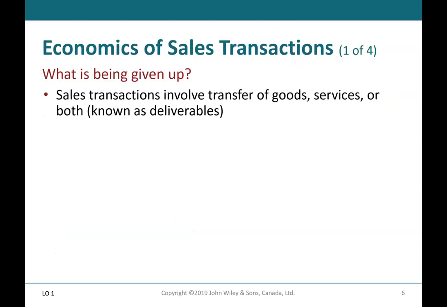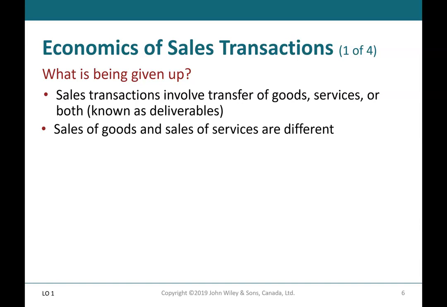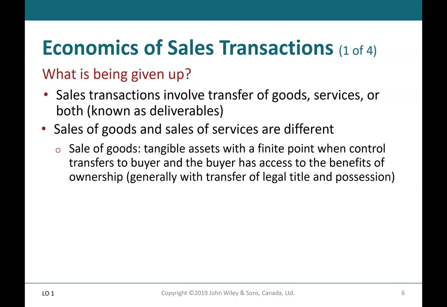Economics of sales transactions, 1 of 4. What is being given up? Sales transactions involve transfer of goods, services, or both, known as deliverables. Sales of goods and sales of services are different. Sale of goods: tangible assets with a finite point when control transfers to the buyer, and the buyer has access to the benefits of ownership, generally with transfer of legal title and possession.